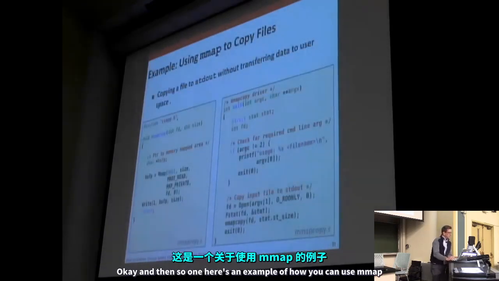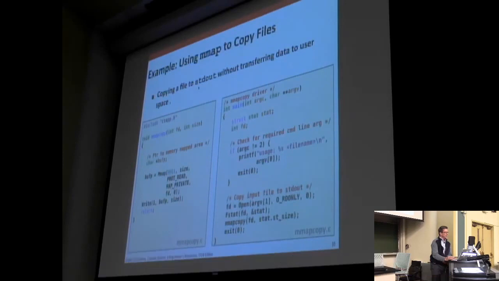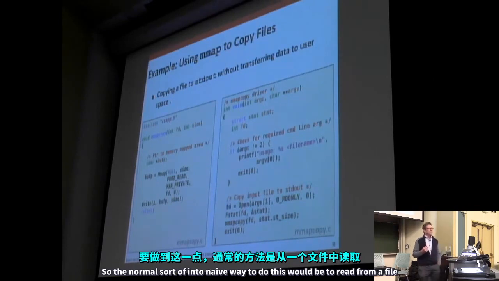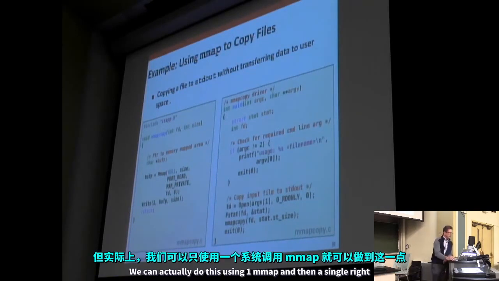Okay, and then here's an example of how we can use mmap, and this is kind of an interesting example. We're copying a file from standard in to standard out without ever transferring data to user space. So the normal, the sort of naive way to do this would be to read from a file, read from standard in, and then write to standard out. So 2 syscalls, one read and one write. We can actually do this using one mmap and then a single write.